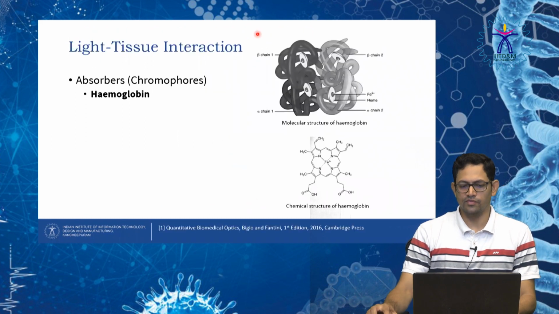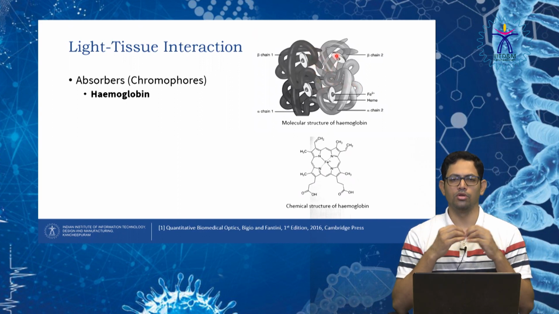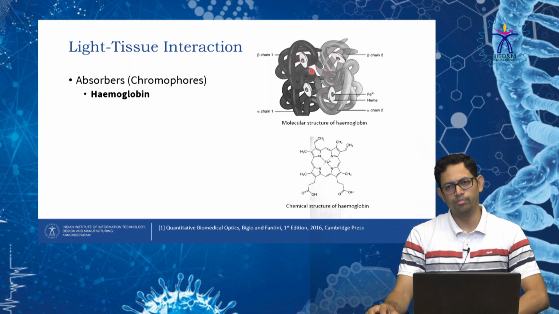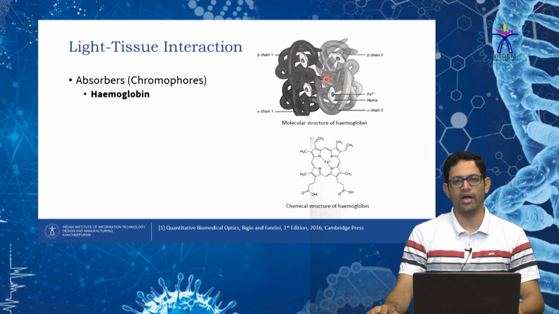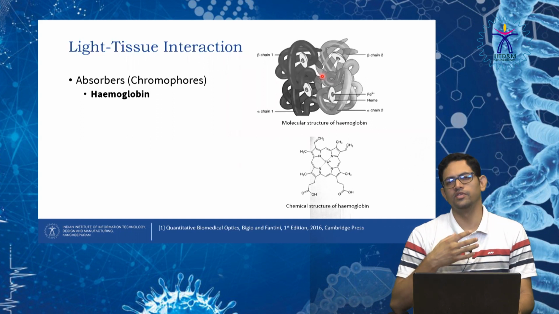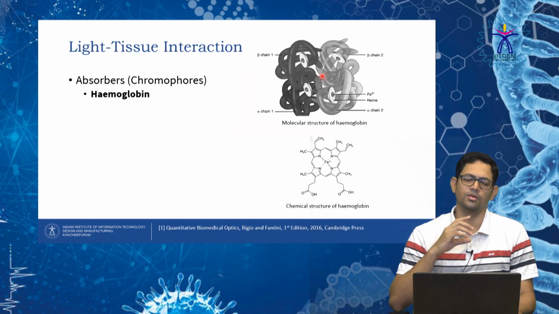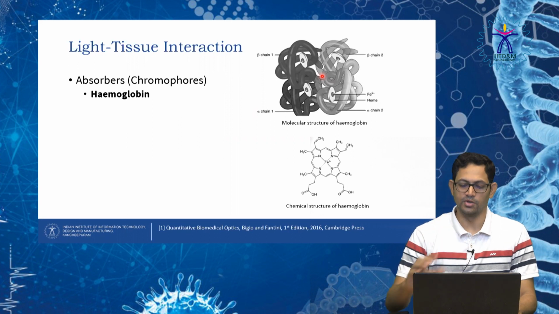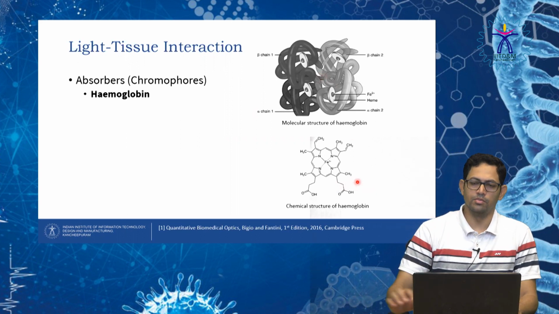Now the first thing that we have is hemoglobin. As I discussed some time back, it is a globular molecule, and it has two pairs of chains, and in the center it binds with oxygen. If it is with oxygen and if it is without oxygen, it's known as oxygenated and deoxygenated hemoglobin respectively. This is how the chemical structure of hemoglobin looks.